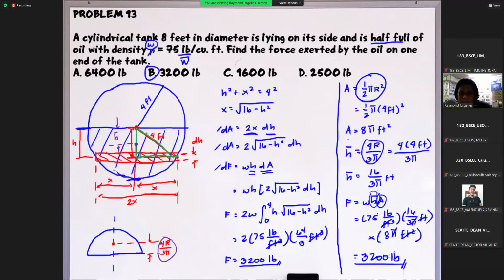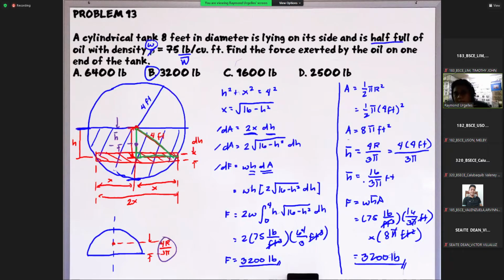Pero syempre limited lang siya dun sa mga figure, with the diameter at the surface, tapos semicircular shape. Pero again, for different shapes, pwede ninyong i-derive yung iba't ibang formula na pwedeng gamitin. Kayo na ang bahala kung gusto ninyong gawin. Ang importante, alam ninyo paano yung paraan ng pag-solve. Okay? Any questions?